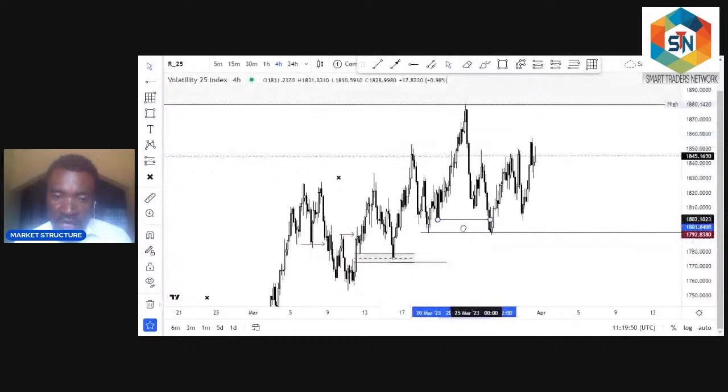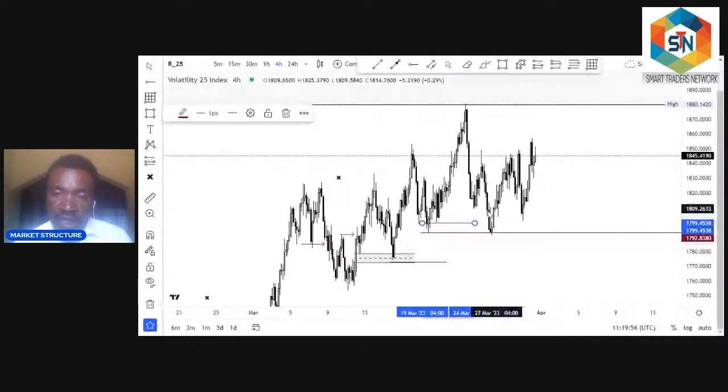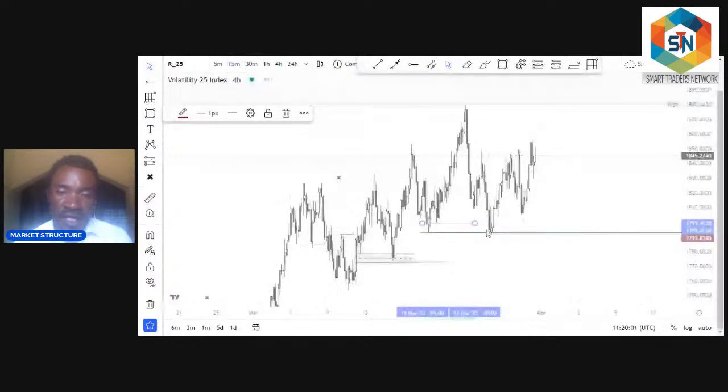This is a break of structure. Immediately I saw this one. I knew that any other buy opportunity that this place presented, I was going to take it. So going to the 15 minutes, price gave us a move, a formation on this place.